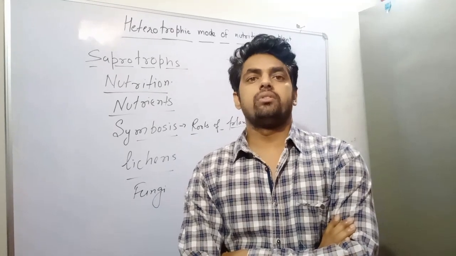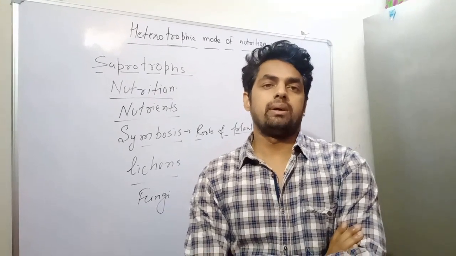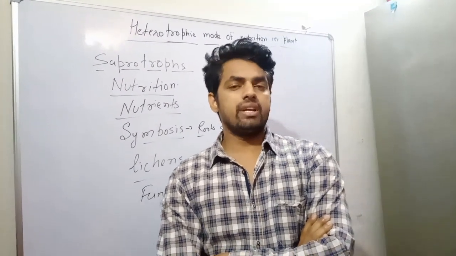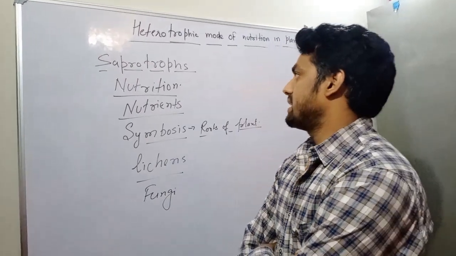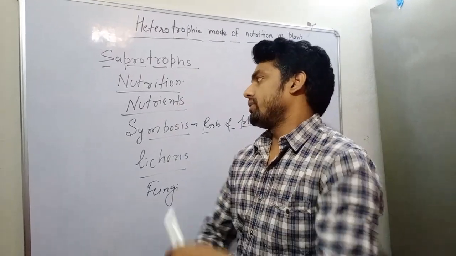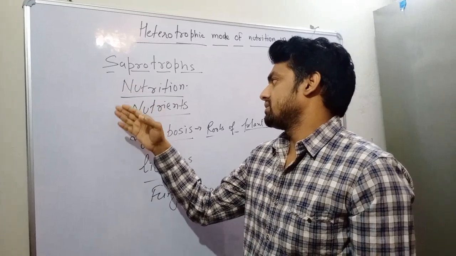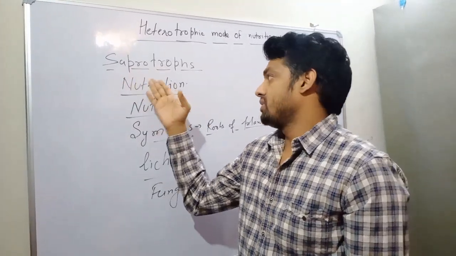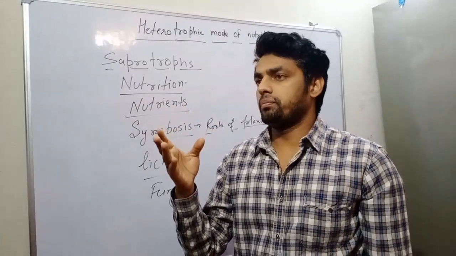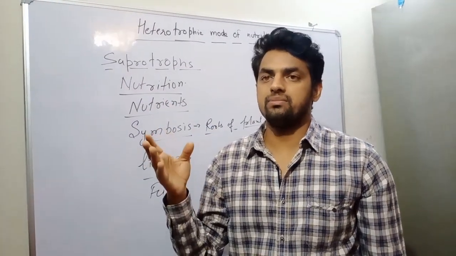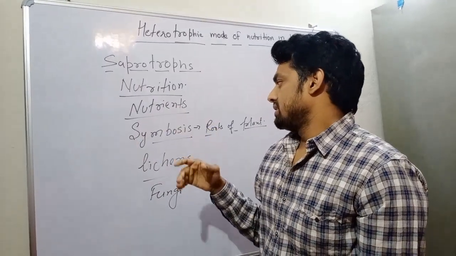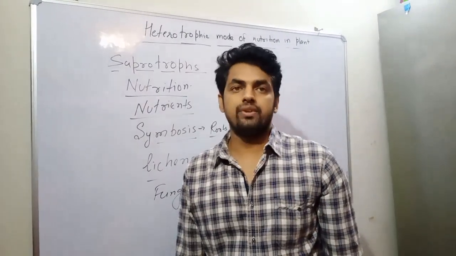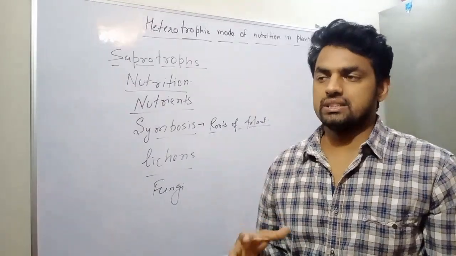In the previous video, we discussed parasitic plants and insectivorous plants. In this video, we will try to understand what saprotrophs are. We have already discussed nutrition, the modes through which we take nutrients, and that carbohydrates, fats, vitamins and minerals are nutrients. Symbiosis, lichens and fungi we will discuss.